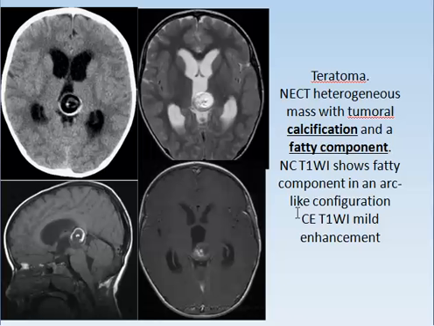In teratoma we can see a fat mass with tumoral calcification and fat. This is teratoma. It is at the region of the pineal again, encroaching on the third ventricle and showing a fatty component with an arc configuration, with contrast enhancement. This is teratoma.